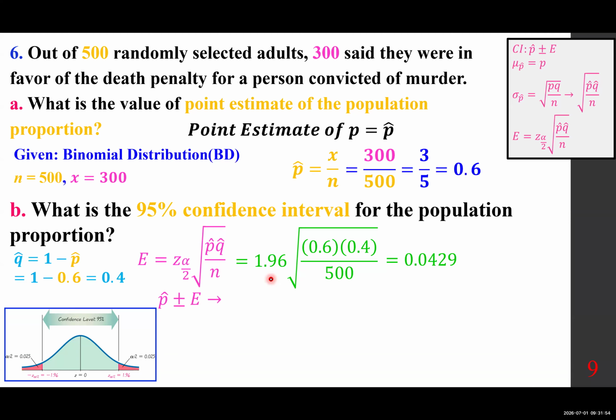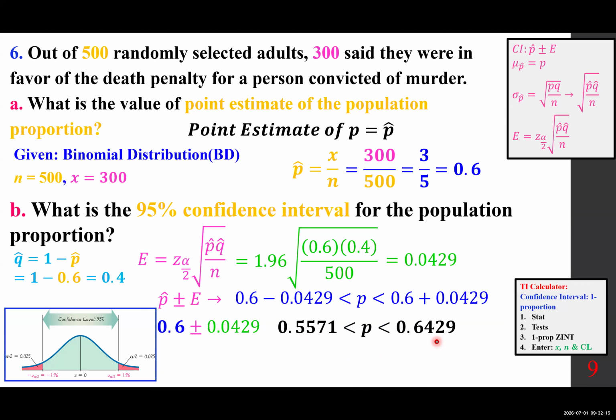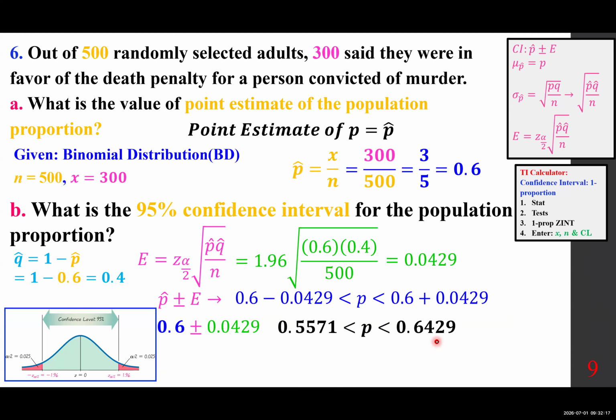P hat, which is 0.6, plus minus E, which is this number. Again, this is one way to write it. They may want you to write it this way, or simply subtract and add this number, which means P is between the two, 0.5571 and 0.6429. Let's use the technology and discuss the meaning of that in a moment.